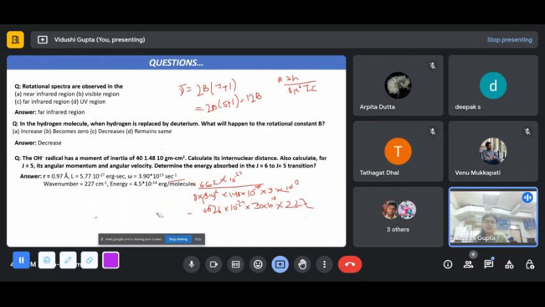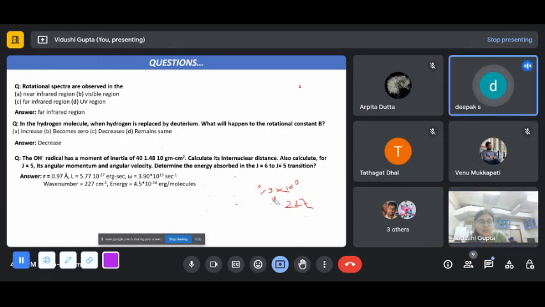Is it clear up to here? Basically, in this question, you have to just remember some of the formulas that we use to calculate angular momentum, angular velocity, moment of inertia, like I is equal to mu r squared.